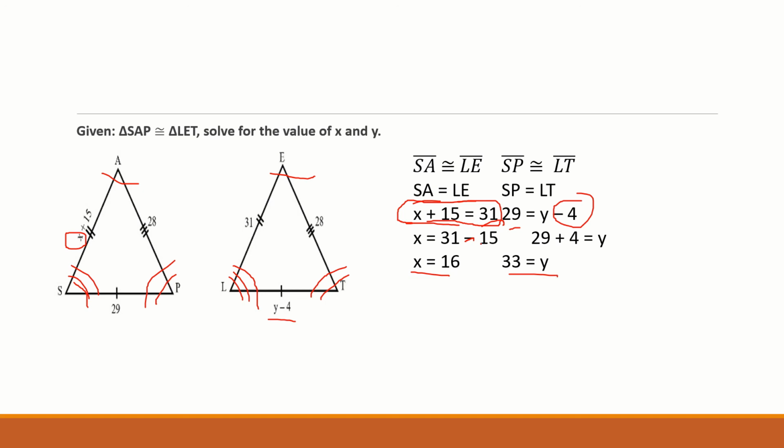Okay, so yun lang naman yung hinihingi dito sa ating last example. Solve for the value of X and Y. So, hindi naman hinahanap ang angle. Okay, so those are the examples of solving the corresponding unknown parts of congruent triangles.